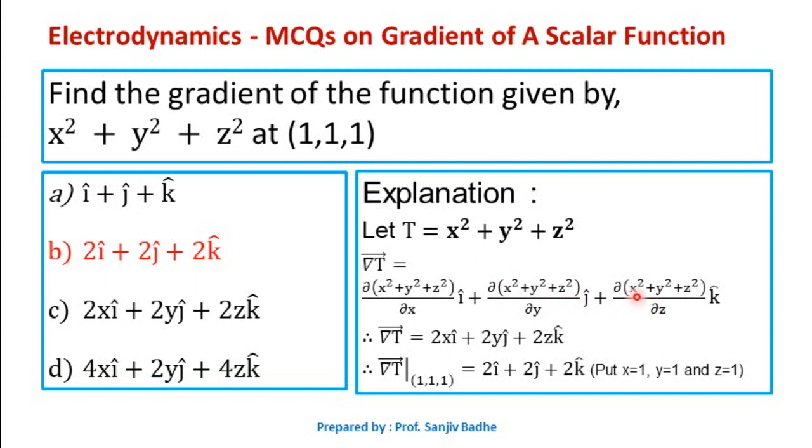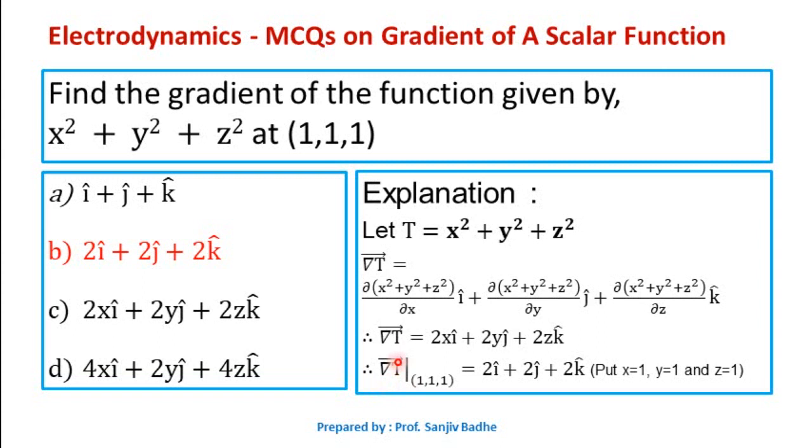And when you differentiate x square plus y square plus z square with respect to z, we will get 2z, because now x and y will be treated as constants. And therefore, gradient of t is obtained as 2x i cap plus 2y j cap plus 2z k cap.